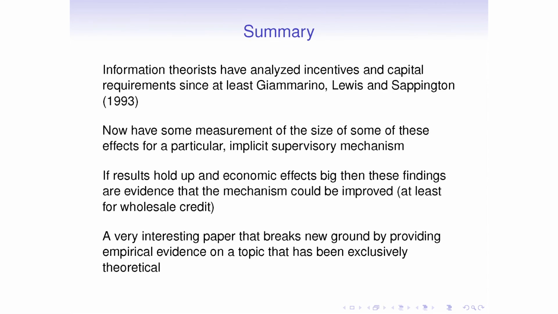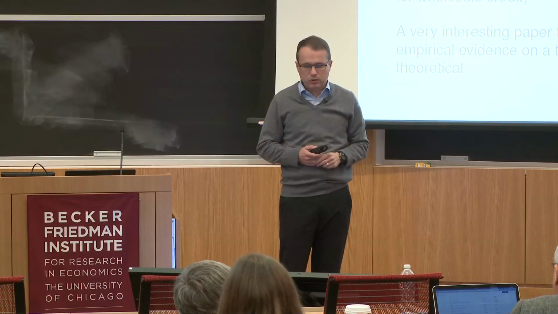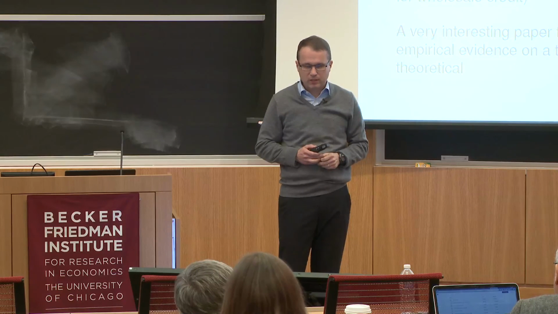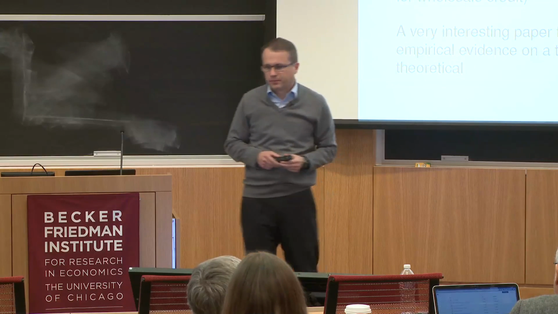Somebody who's worked in this theory stuff, this area for a while, to put some numbers on these things is a neat thing. So anyway, if these results hold up and economic effects are big, then these findings, I attribute as evidence that the mechanisms that are being used, and I think there's really an implicit mechanism in place, could be improved, at least for wholesale credit. And I gave some suggestions for João and Matt to pass on to their colleagues at New York. So anyways, this is a really cool paper. I like it a lot. Thanks.